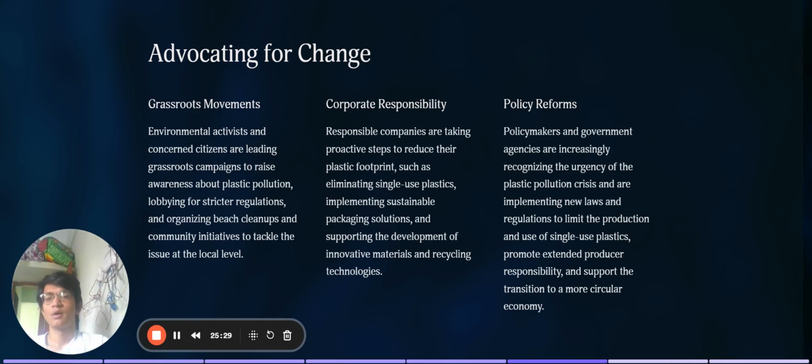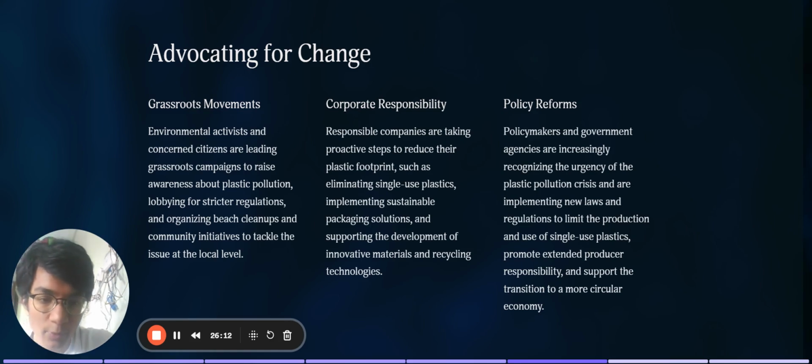Grassroots movements. Environmental activists and concerned citizens are leading grassroots campaigns to raise awareness about plastic pollution, lobbying for stricter regulation, and organizing beach cleanups and community initiatives to tackle the issue at the local level. Corporate responsibility. Responsible companies are taking proactive steps to reduce their plastic footprint, such as eliminating single use plastic, implementing sustainable packaging solutions, and supporting the development of innovative materials and recycling technologies.